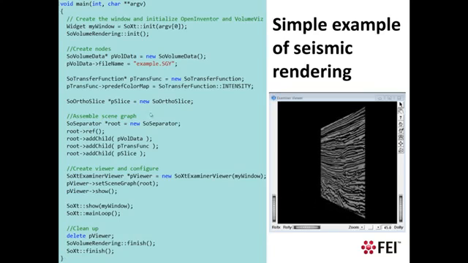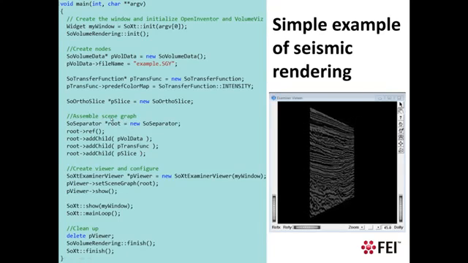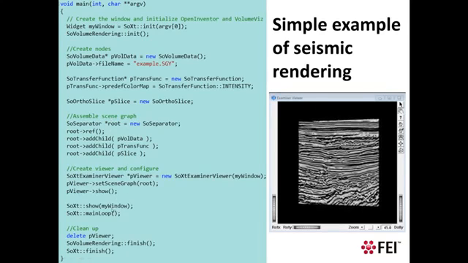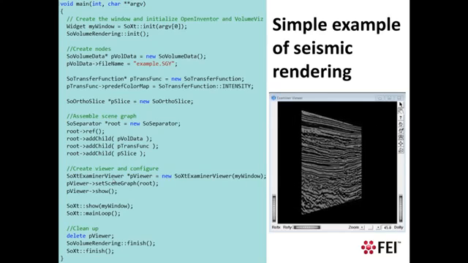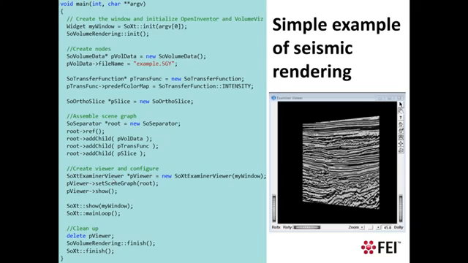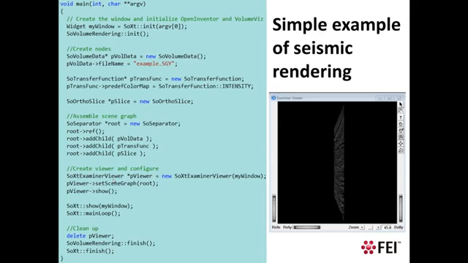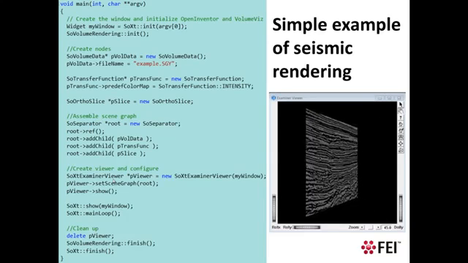Next, the scene graph is assembled. And finally, an Open Inventor viewer is created pointing to the scene graph we've just created before entering an event loop. This is all it takes for getting an interactive 3D scene on screen.